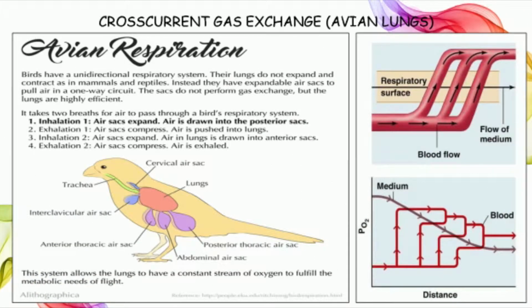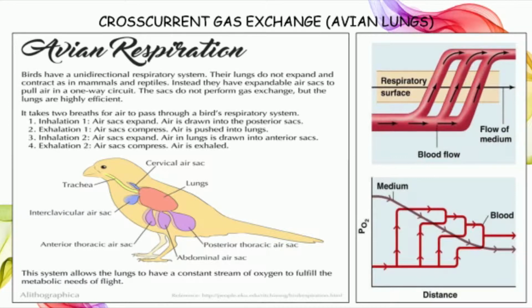Lastly is the cross-current gas exchange in avian lungs. Birds have a unidirectional respiratory system, which means the air flows in only one direction. Their lungs do not expand and contract as in mammals and reptiles. Instead, they have expandable air sacs to pull air in a one-way circuit. The sacs do not perform gas exchange, but the lungs are highly efficient. So it takes 2 breaths for the air to pass through a bird's respiratory system.